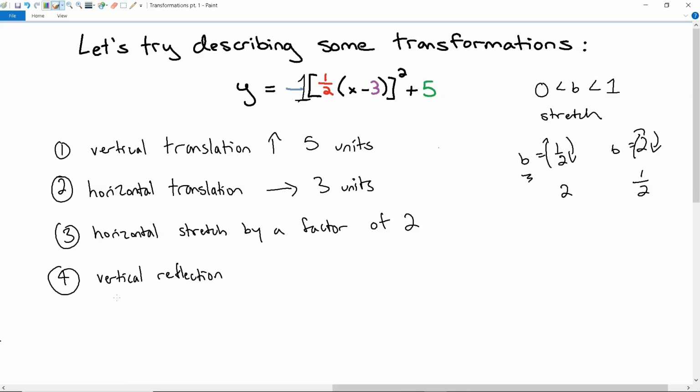Now, be careful when describing vertical reflections or working with examples with vertical reflections, because sometimes this will be described as a reflection in the x-axis. And this confuses a lot of students because you think, well, x-axis, that's dealing with a horizontal change. So shouldn't I say it's a reflection of the y-axis?